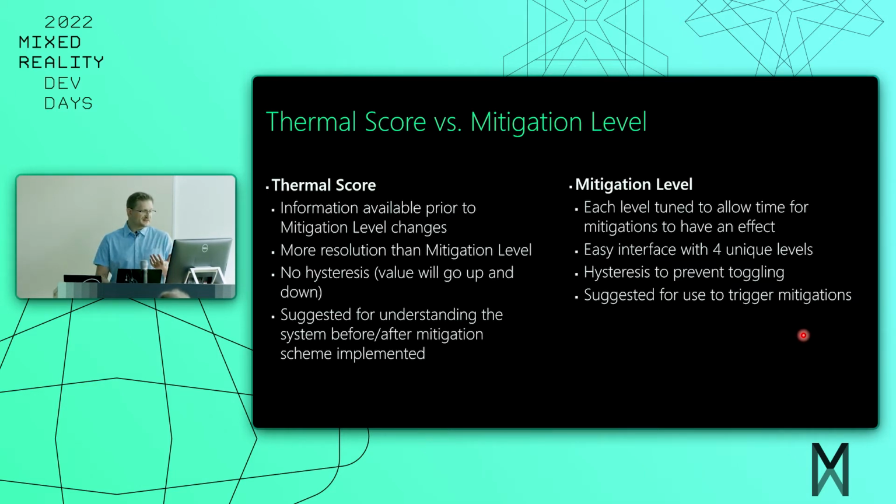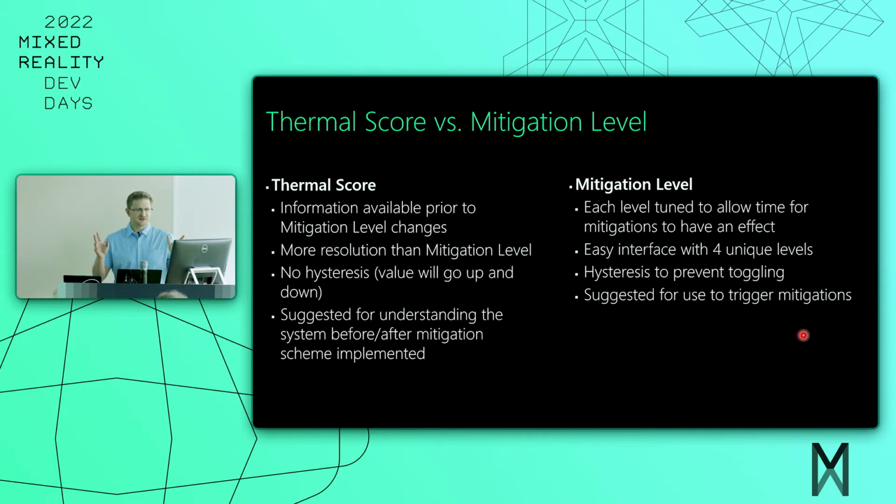And for this reason, it's suggested for understanding the system before and after, as opposed to looking at the mitigation level, where you have 4 unique 0, 1, 2, 3 levels that are attuned for the application to have time to take a mitigation and the system to respond. That has hysteresis built in, again, so you won't be going back and forth. And this is what we're suggesting you use to trigger an actual mitigation or UI or whatever you're going to trigger.